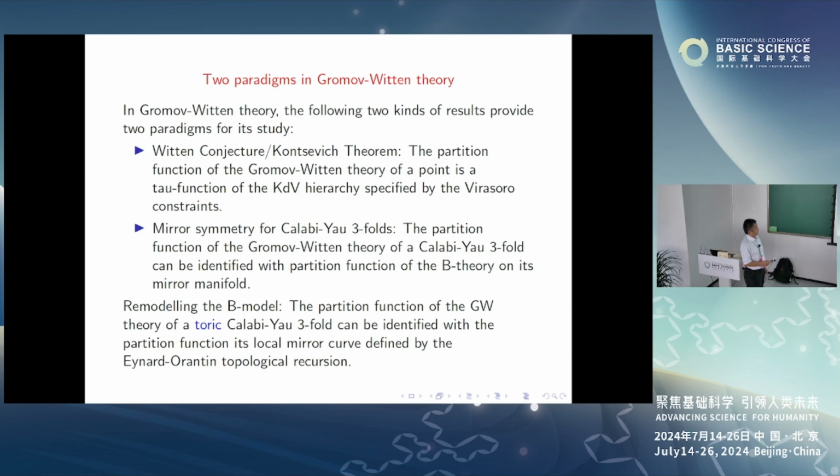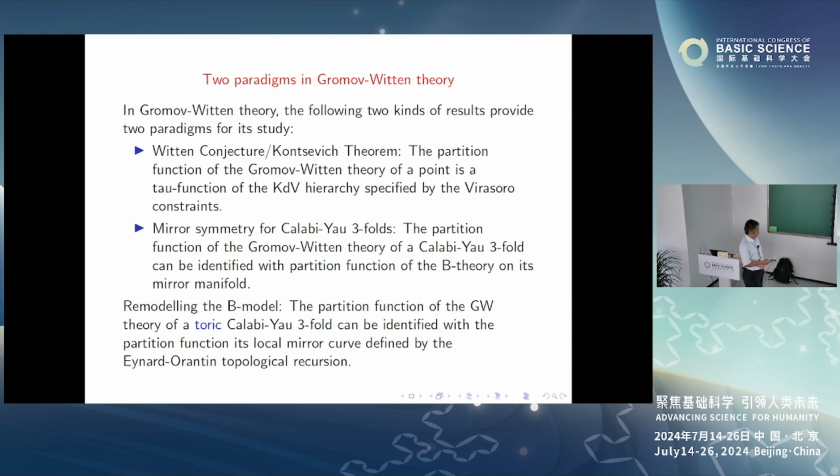Another paradigm is the mirror symmetry for Calabi-Yau threefolds. The target spaces are Calabi-Yau threefolds, and the Gromov-Witten theory is the mathematical version of the type IIA theory on Calabi-Yau threefolds. The mirror symmetry says that it can be identified with the partition function of the B theory on its mirror manifolds. So N=2 supersymmetry has two kinds of twists, the A twist and the B twist, and they give the A theory and the B theory.